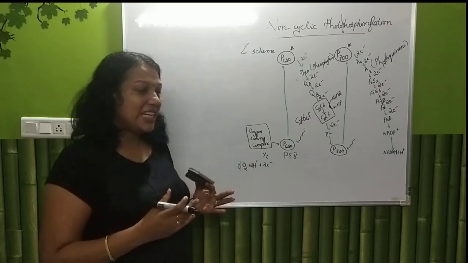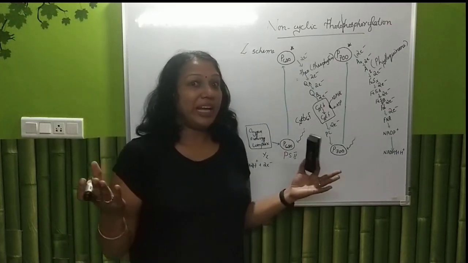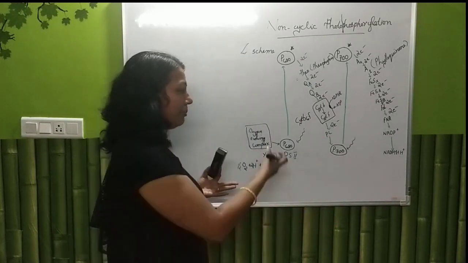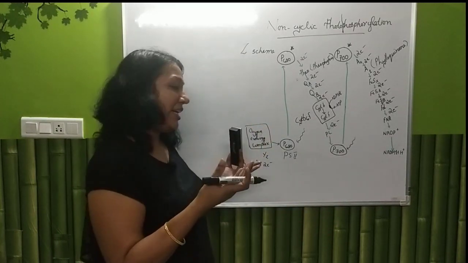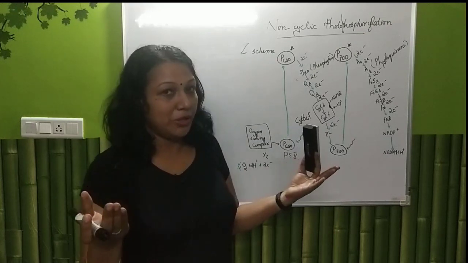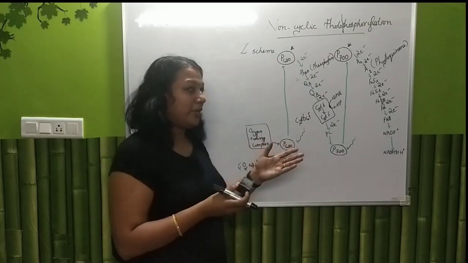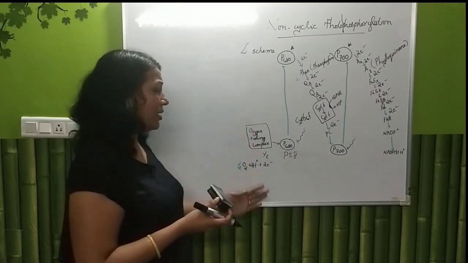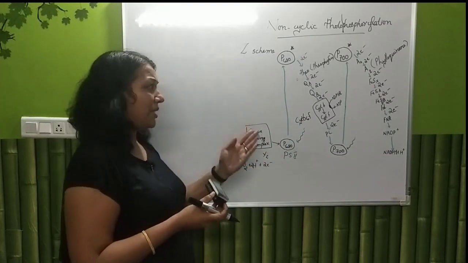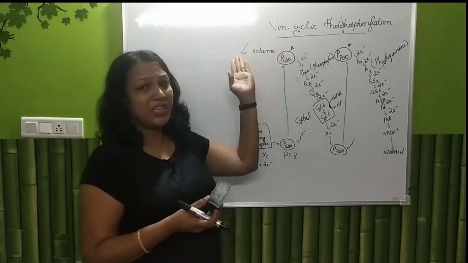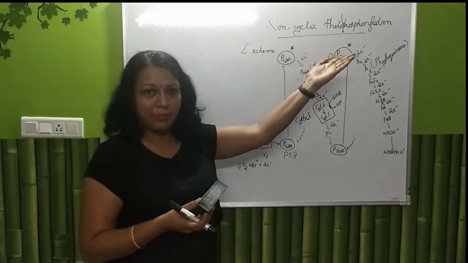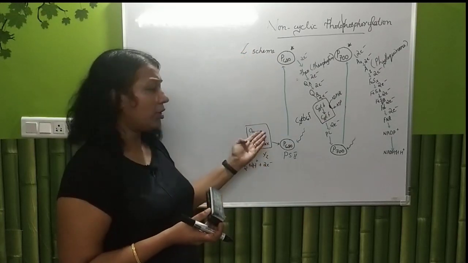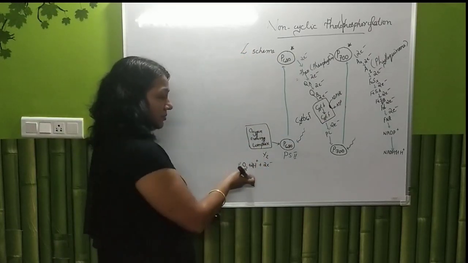So P680, once it lost its electron, it became a high oxidizing agent. Immediately, who is available there? Yeah, every cell has lots of water molecules, right? So it takes one water molecule. We will call it the oxygen evolving complex. Now why is it called YZ complex? Because this pathway is called Z scheme, right? Because of the shape. So YZ complex or the oxygen evolving complex.